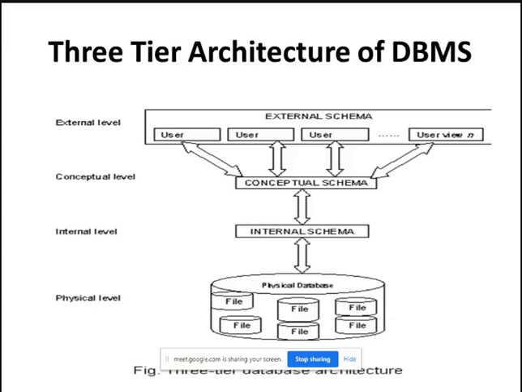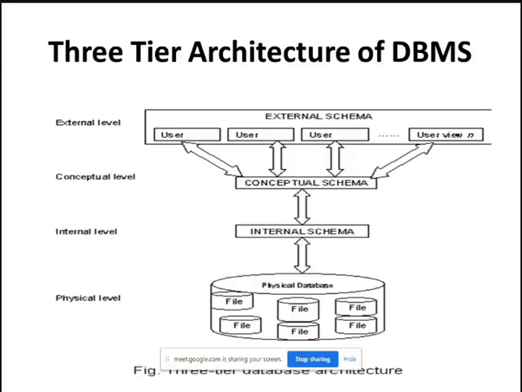The three-tier architecture of DBMS consists of three basic levels, that is the external level, conceptual level, and internal level. And also the physical database is termed the physical level. The external level, also known as the individual user view, is the highest level of three-level DBMS architecture. This level describes the user view of the database. In this level, only those portions of the database are described that are relevant to the user or application program, and it hides the rest of the database details.